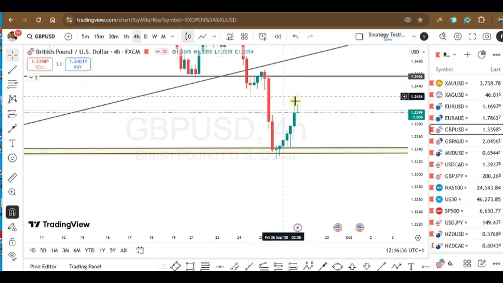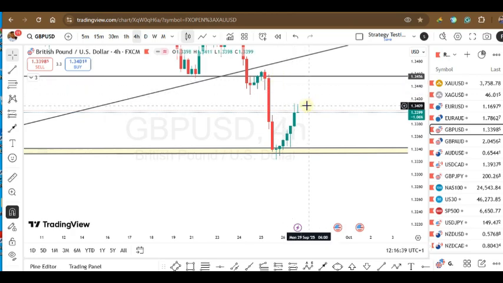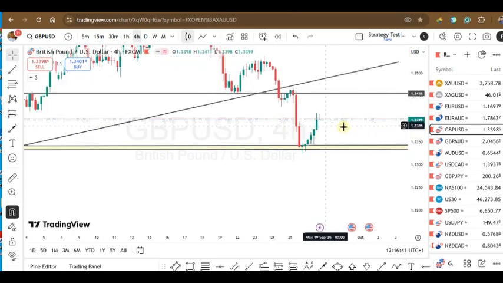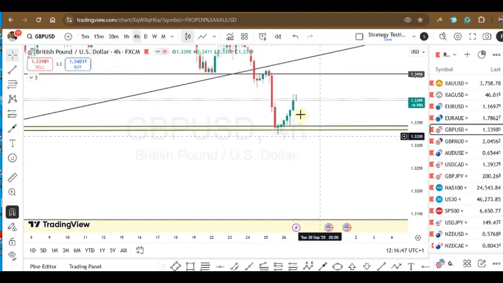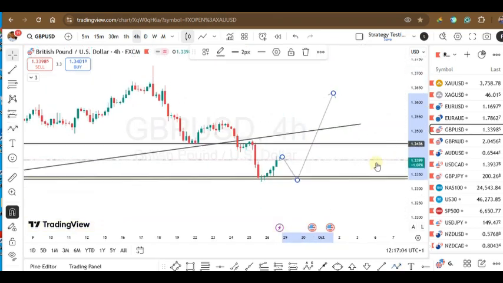It hasn't even gotten to that level. That states that the buyers are still weak and the sellers are strong. So what I'm expecting on GBPUSD is I would like price to come back here again. We're coming back to this zone again for a double bottom, then we can go higher. That's what I'll be expecting on GBPUSD.